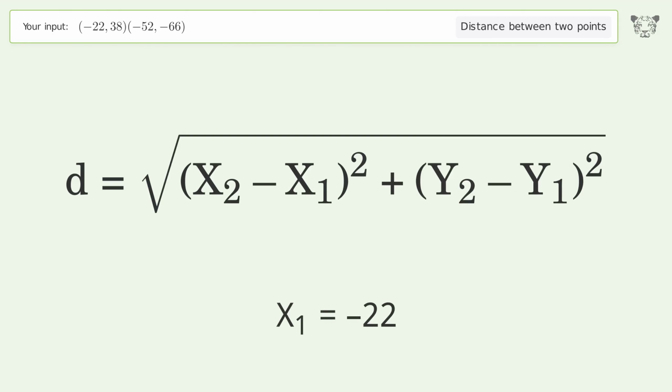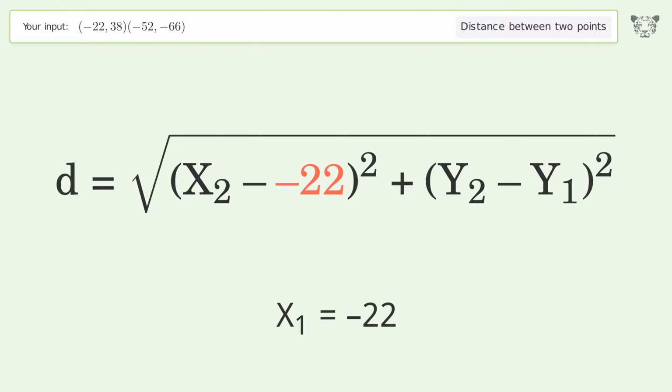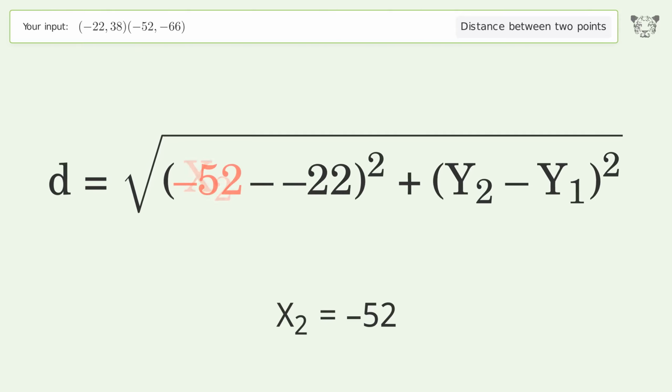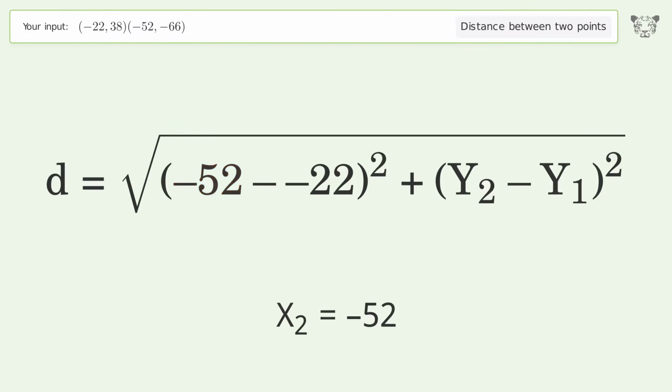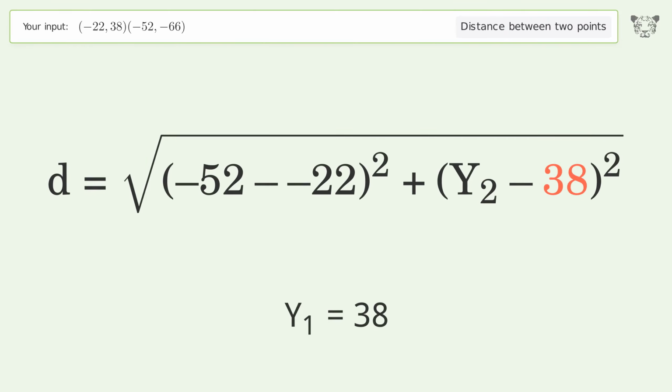x1 equals -22. x2 equals -52. y1 equals 38. y2 equals -66.